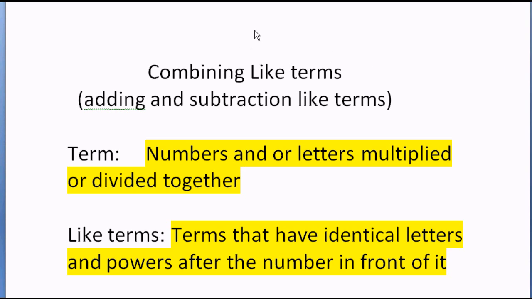Okay, this video is on combining like terms. Combining like terms is just another way of saying adding and subtracting like terms. So let's go through the definitions first, and then we'll do some problems.